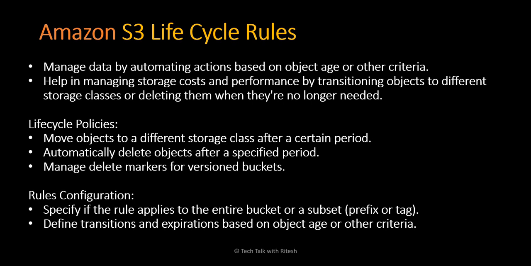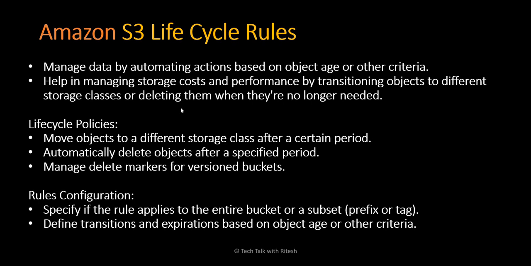So what we want to do is just automate this process. The objects I have in my bucket, based on some rules or time duration, that transition should happen from one class to another class. That is what these lifecycle rules are. So we can manage data by automating actions based on object age or other criteria, and this will help in managing storage cost and performance by transitioning objects to different storage classes or deleting them when they are no longer needed.